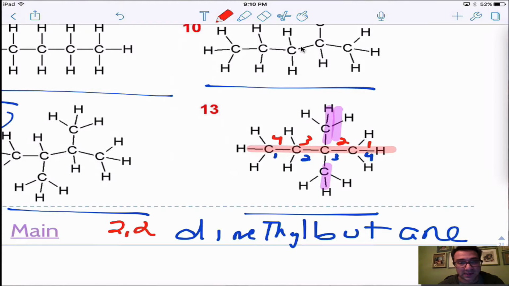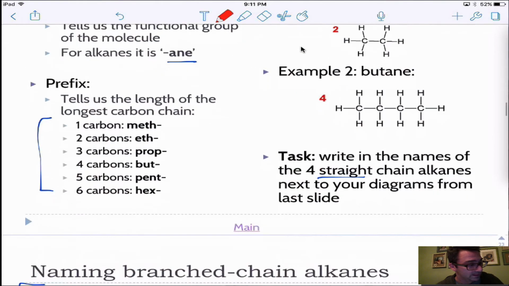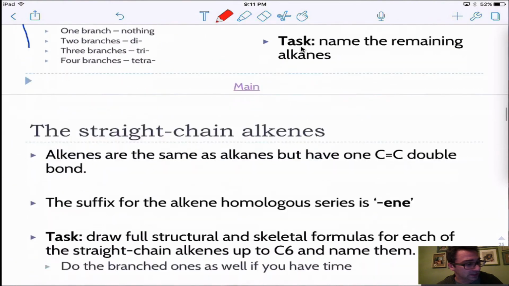And a question I get a lot is, well, why can't you just do like 2-dimethyl? Why does that have to be 2, 2? Well, you need to tell where both the methyls are. Even if they're on the same carbon, you have to do 2,2-dimethyl. So we did naming straight chains, naming branch chains. We're going to practice this in class quite a bit.